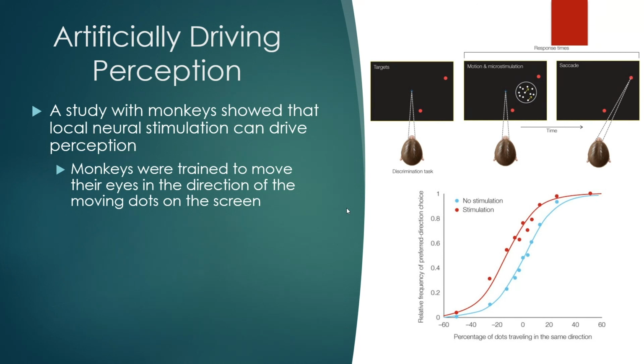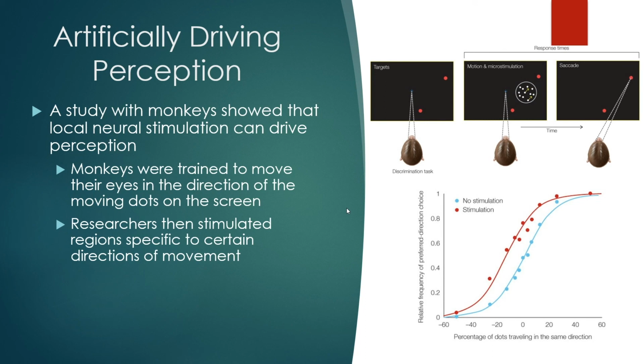And so they did this test with these monkeys for quite a while, and while they were doing it, they were finding which cells were responsive to specific directions of motion. So they identified the cells that were specific to this upward right motion. They found ones that were specific to an upward left motion. And then they stimulated those while they were doing this task. And instead of doing an eye movement towards where the dots were actually moving, they did an eye movement towards the direction that was being stimulated.